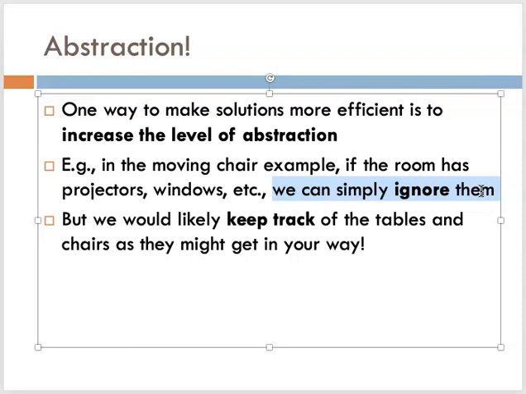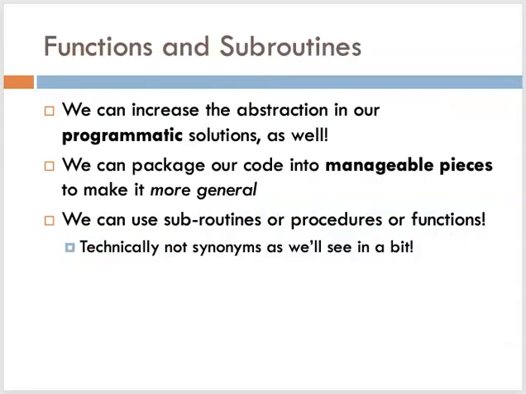The idea of abstraction is you simply ignore any details that you deem to be inessential to the problem that you're trying to solve. You'd probably keep track of things like the number of tables and the other chairs in the room, though, right? Because they might get in your way. So you have to choose which details in the problem context you decide are going to be unnecessary or inessential.